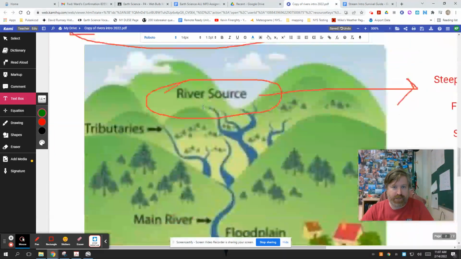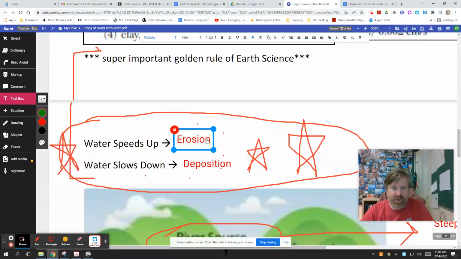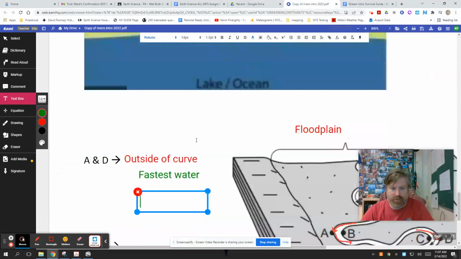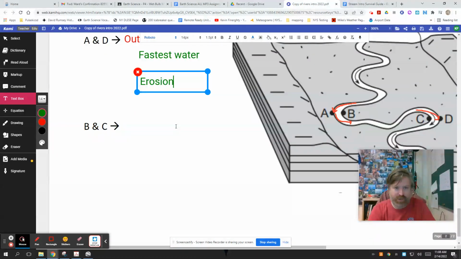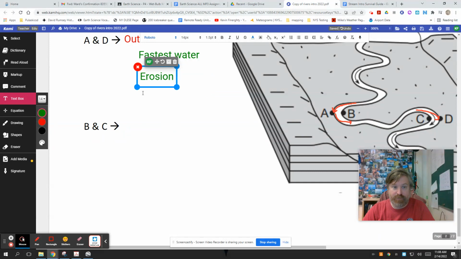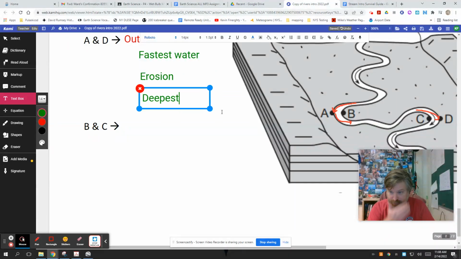And since you're all pros on this, if water speeds up, if it's going faster, what happens? Erosion. So the outside of curves is where erosion takes place. And since erosion is the movement of sediments, this is also going to be where it's deepest. That faster water picks up the sediment and moves it. That creates deep water.